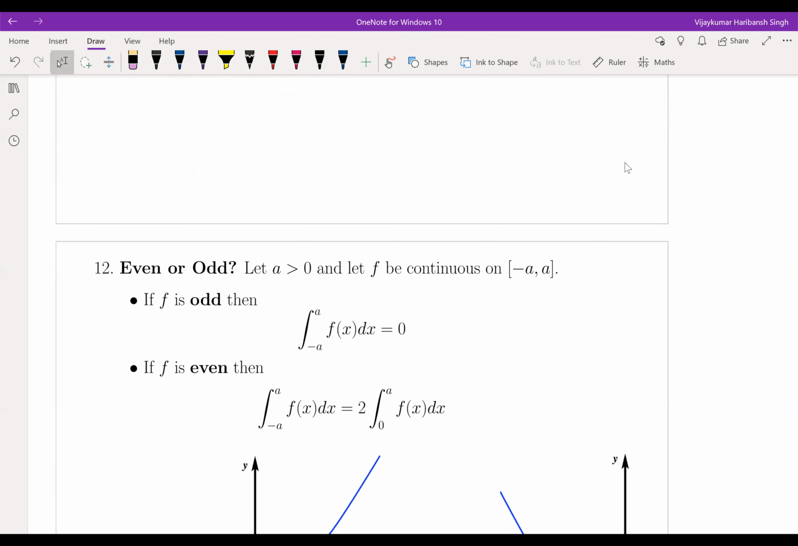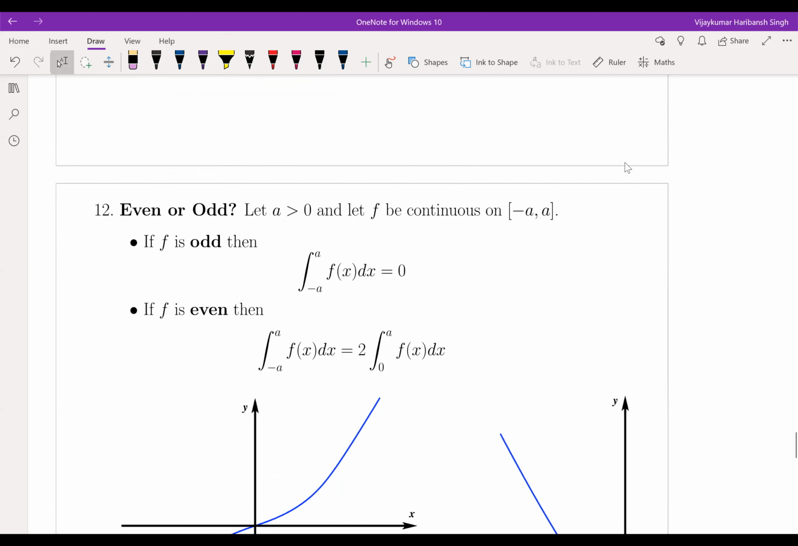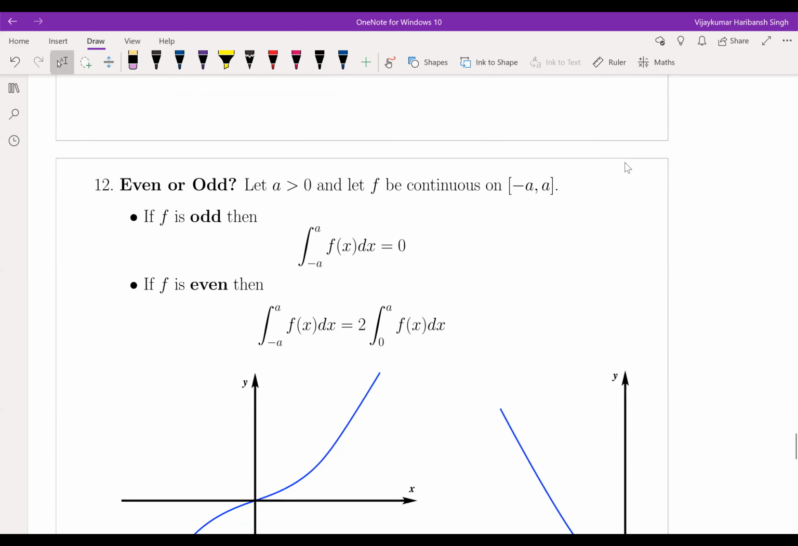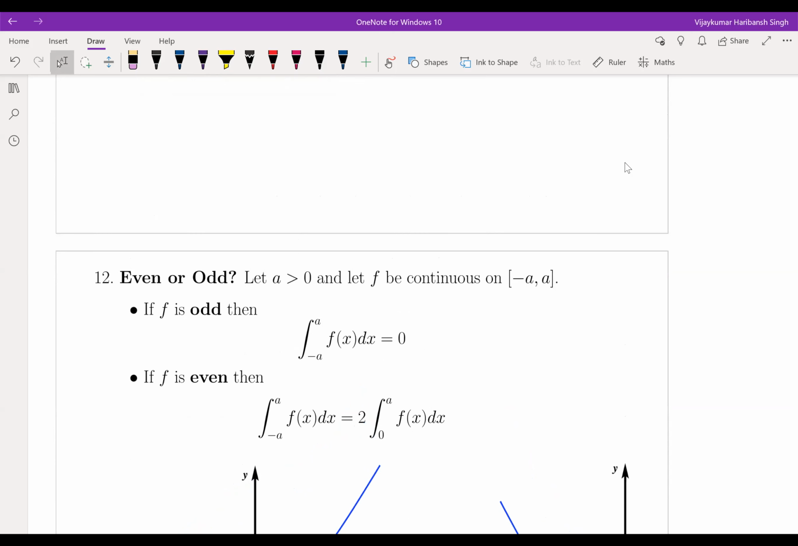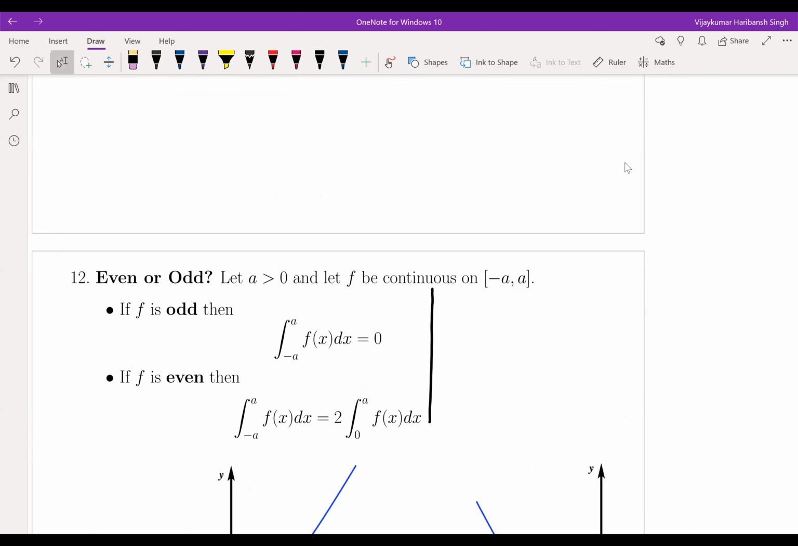Now note the following. If functions are odd or even, there is an easy way to compute the definite integral. So recall, what is an odd function? Let's write that down. First of all, the domain should be from minus a to a. Such a function is called an odd function.